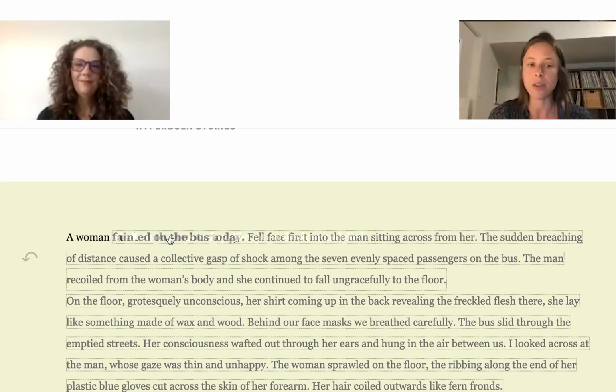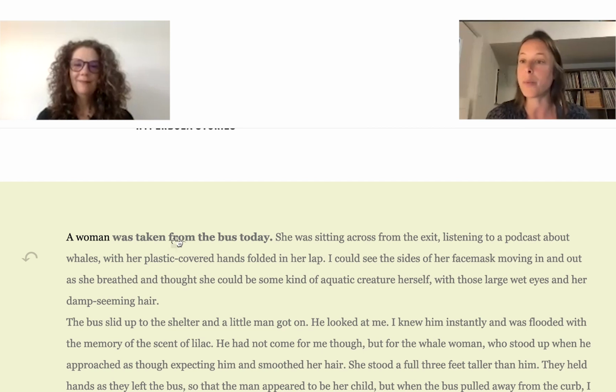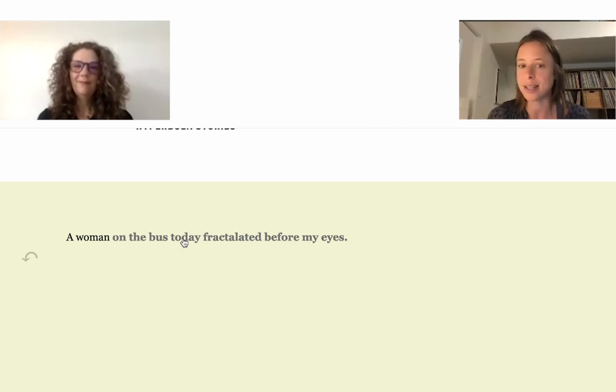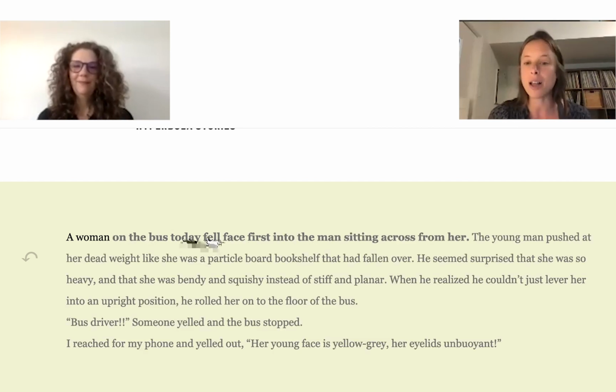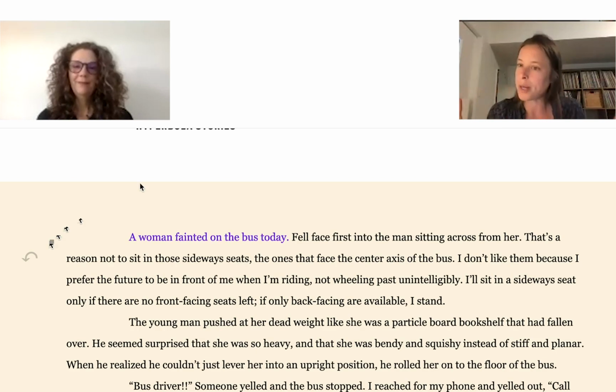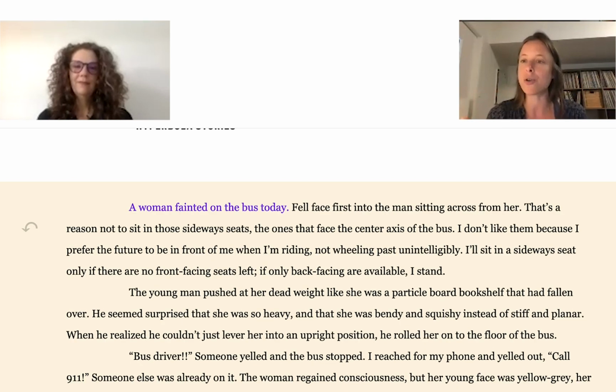A woman fainted on the bus. A woman died on the bus. A woman was taken from the bus. A woman fractalated on the bus. A woman fell on the bus. And in this way, I was opening up this space in her story while still tethered to the materiality of the woman and the bus.